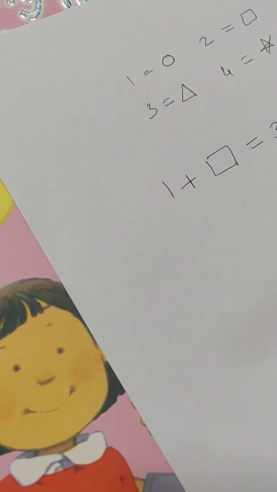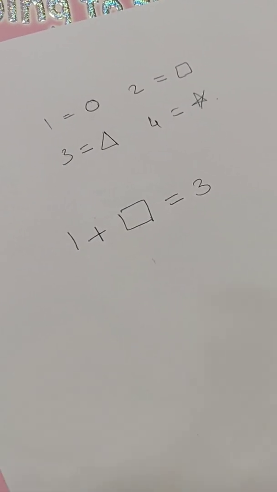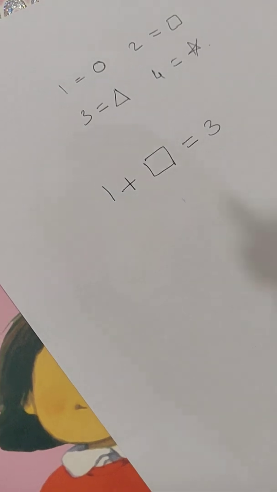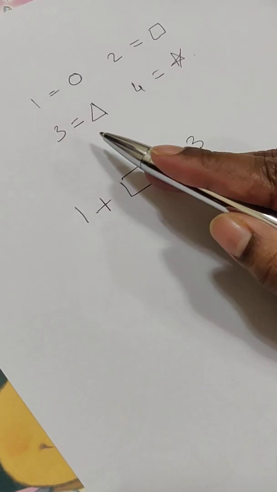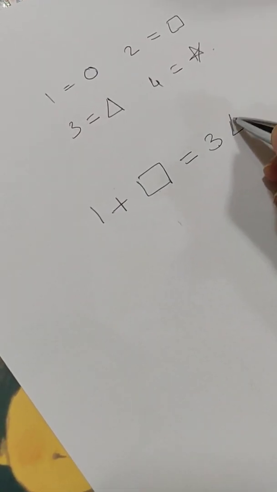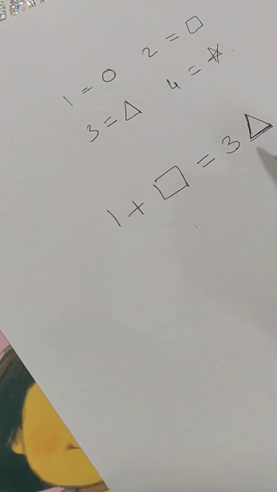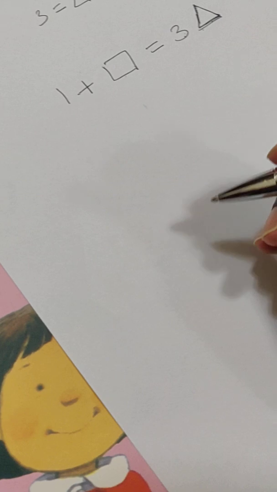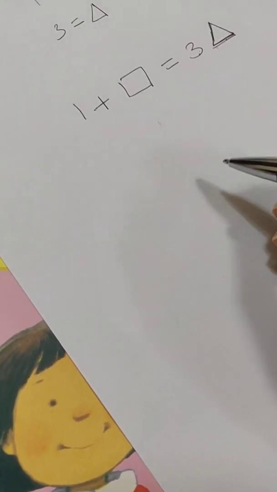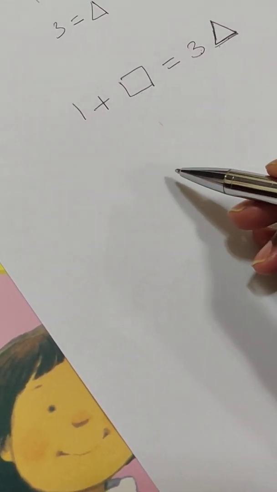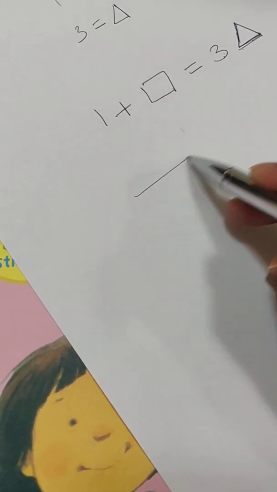And if she is really understanding the concept, then instead of writing 3, she can use the symbol for 3. So 3 is a triangle, and she can use a triangle instead of writing 3. So this was one activity for spatial intelligence. And one more I would like to share is again a coding, decoding kind of activity.